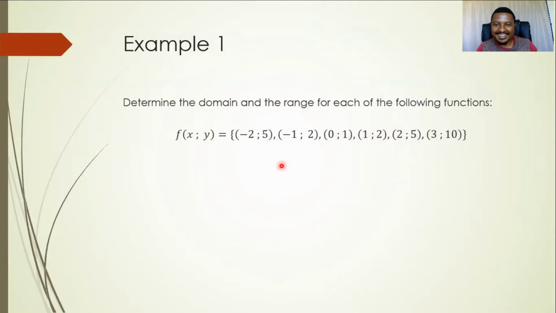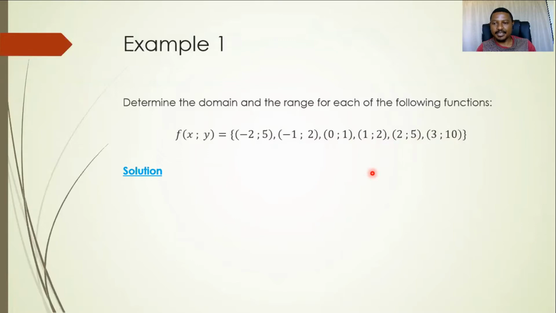And when we are looking for the range, it would be the y coordinates in these coordinates. So it's going to be 5, 2, 1, 2, 5, and 10. If you look at it, learners, there is some repetition in here. We have a 5 there, and also a 5 here, which should already be telling you what kind of function this is, because remember, we have defined functions to be either one-to-one or many-to-one functions.